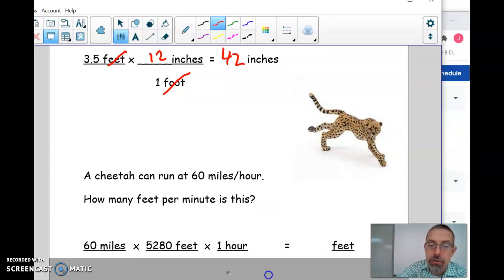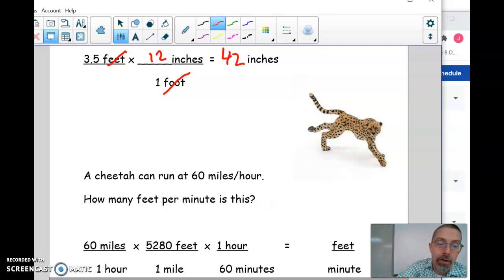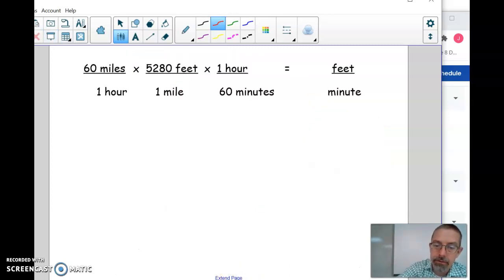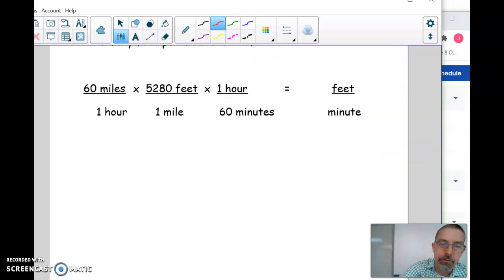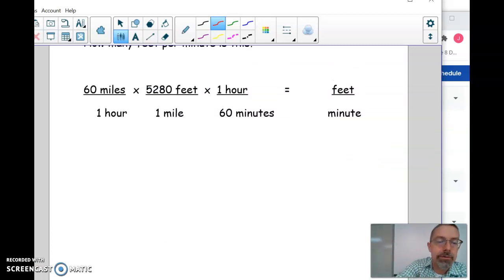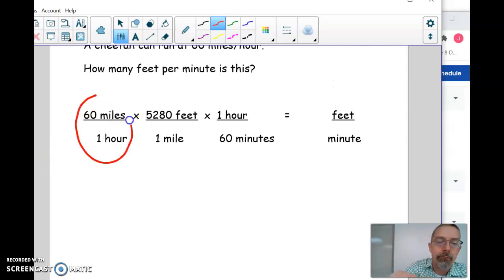Now I'm trying to switch two things at once, which gets a little bit tougher. So I'm starting with 60 miles per hour, and I want to get to feet per minute. So I actually have to run through a couple steps. I want to convert miles into feet, and I need to convert hours into minutes. So first, I want to get rid of miles. I want to get to feet.